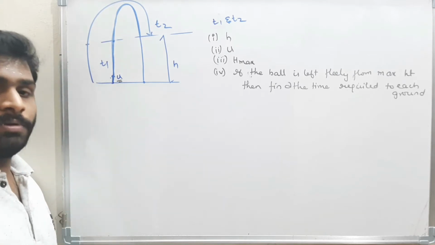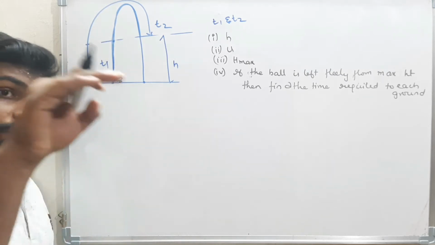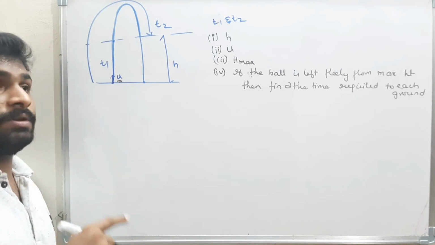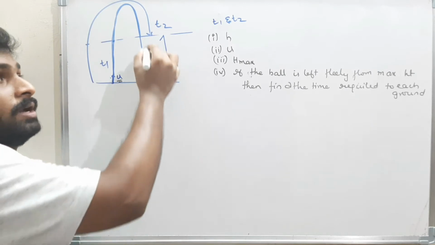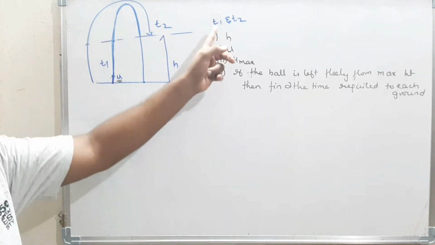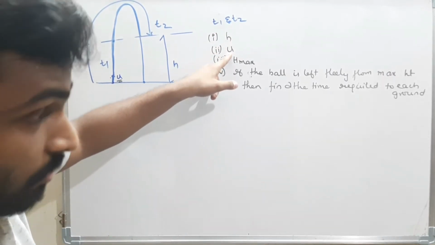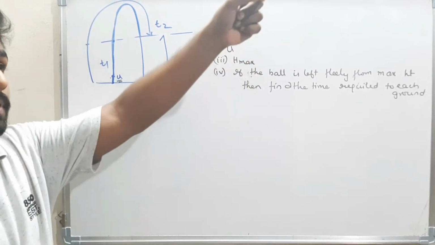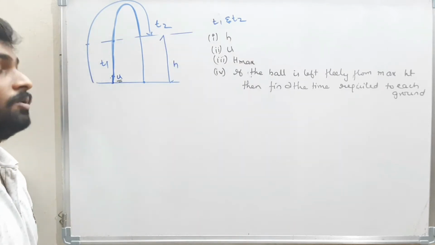The question is very simple. The body is projected upwards and the body will cross a certain height level two times. That is when it is going up, time t1, and when it has gone up and is coming back, again it crosses in a time t2. Now they gave me t1 and t2 and they told me to find the height, the initial velocity u, the maximum height h max, and if the body is left freely from the maximum height, the time taken by the body to reach the ground. Now how can I do this question? Observe carefully.